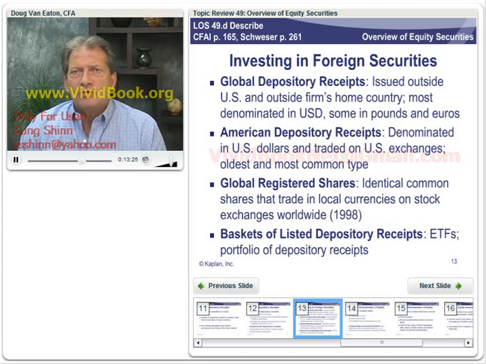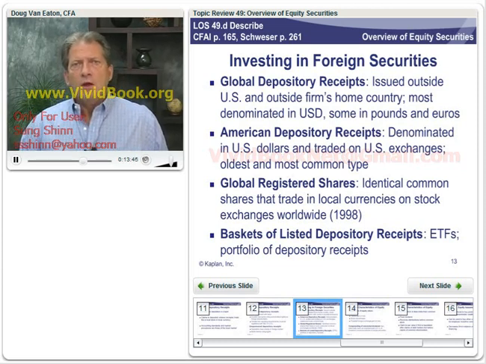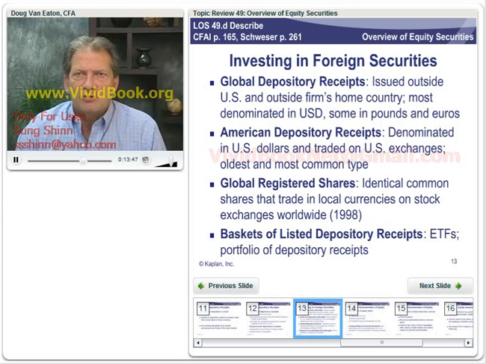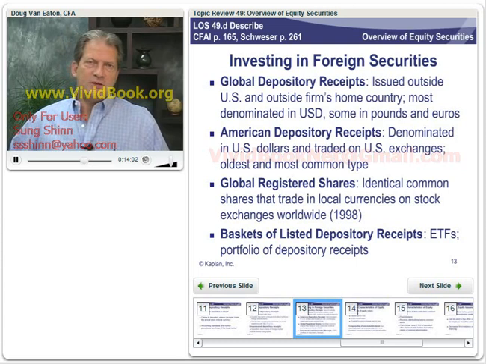Now, global registered shares are identical to the common shares that trade in the local currencies on the local stock exchanges, and then these trade worldwide, these globally registered shares. It's just a way of having these shares more liquid and available to people as they're trading on various exchanges around the world. When we talk about baskets of listed depository receipts, this is a portfolio of depository receipts. So, like an ETF, right, that has a portfolio, but these are portfolios of depository receipts, and listed means that they trade in the public markets.